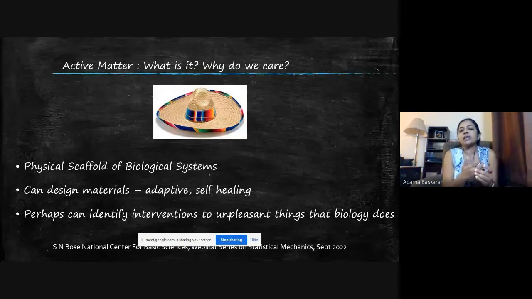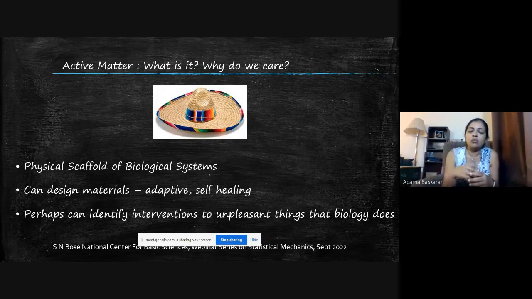And secondly, we can identify interventions for unpleasant things that biology does. These are the people who work with cancer biologists and people like that to try to understand how a metastatic tumor stress distribution is different from a non-metastatic tumor, the fingering instability that leads to your cancer spreading and things like that. I belong in the first category.